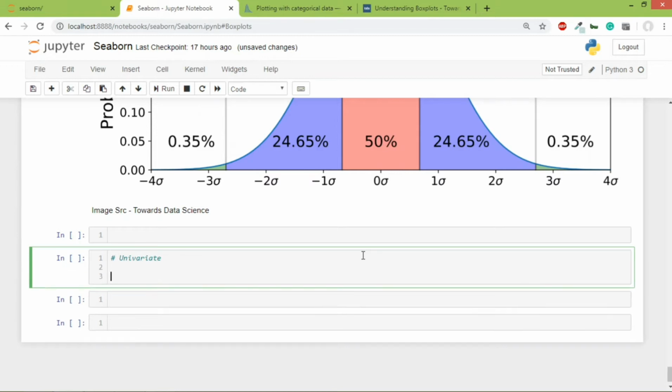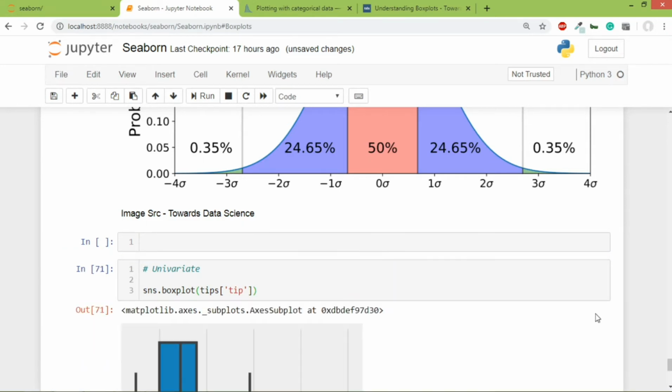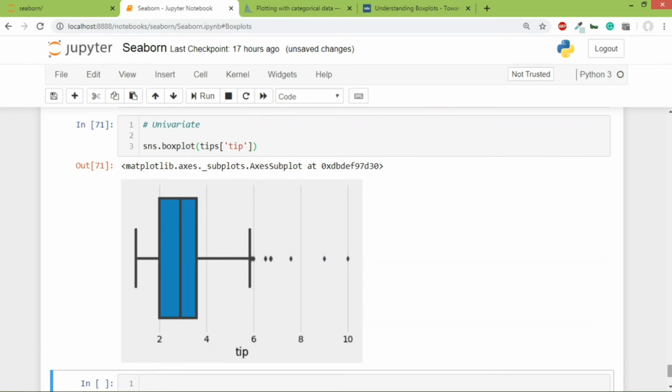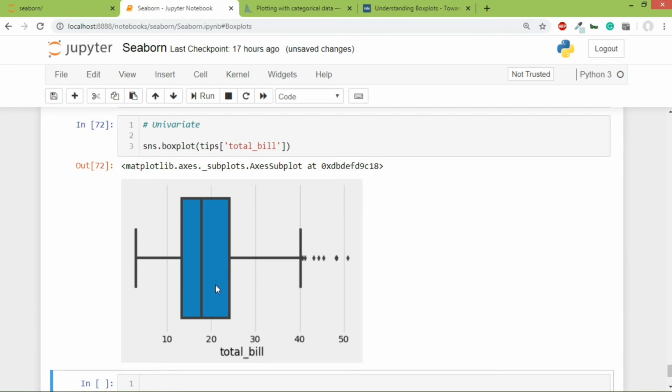Okay, so what we'll do is we'll write sns.boxplot, and we'll simply pass the numerical column. So in this case, we are passing the tip column of the tips data frame. And this is it. If you run this, you get a nice little box plot, which gives you a distribution of tip. Okay, so this is the minimum value. The maximum value is somewhere around here. And all of these values are considered to be outliers. Okay, and this is the interquartile range. So you can also do it on total bill. So this is a box plot on total bill.